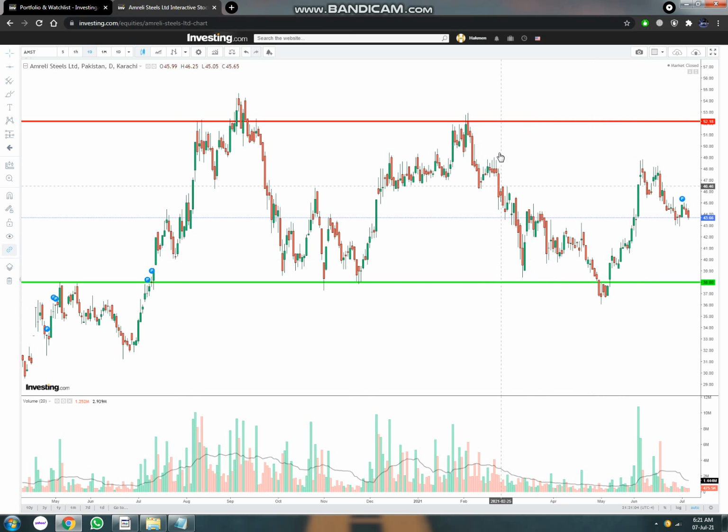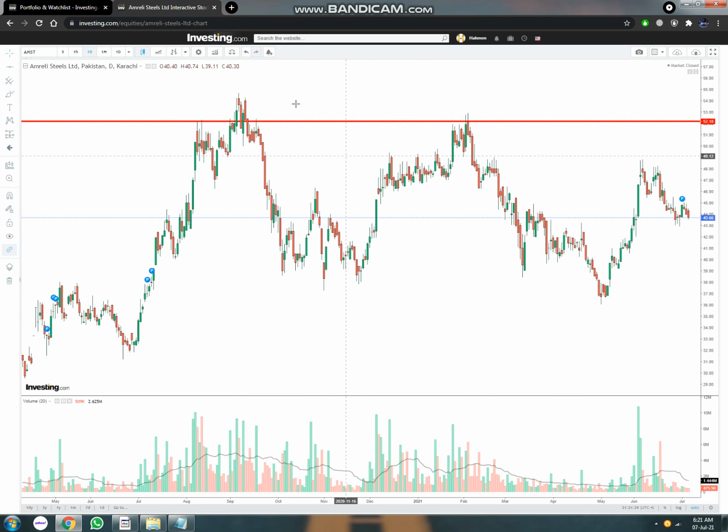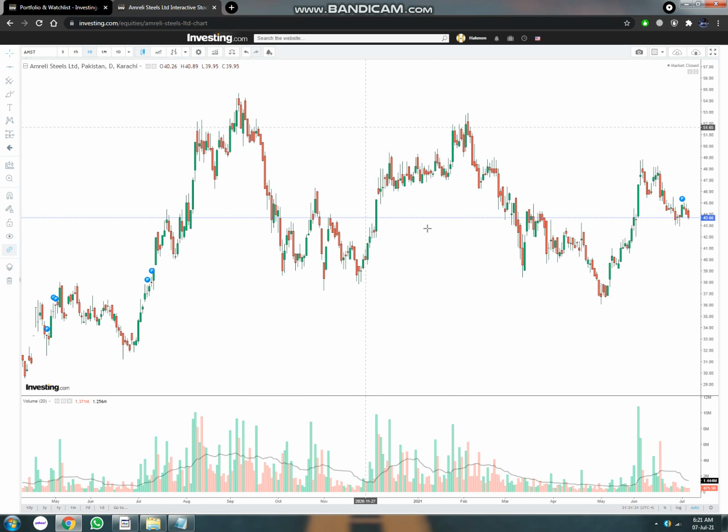So you can trade this move as well. Both are clearly defined right here in this chart. This move is also defined here, and this move is also defined. All of these moves are well defined in this situation. So this is one method of trading effectively in the stock market.